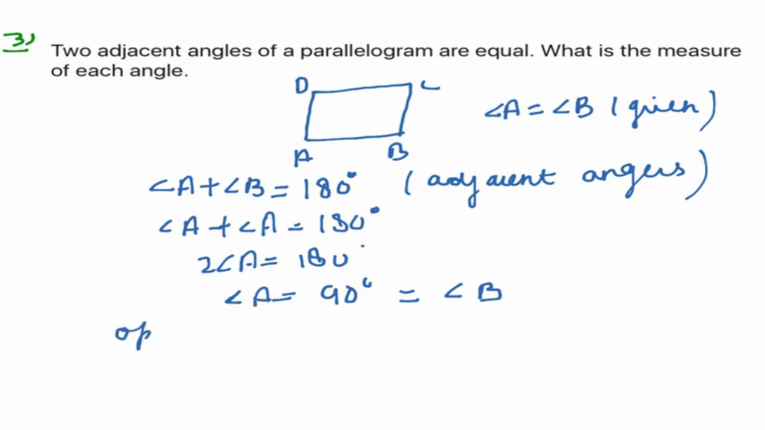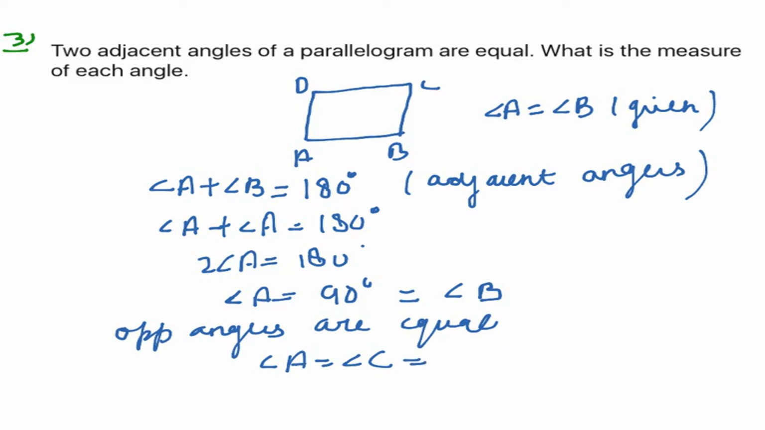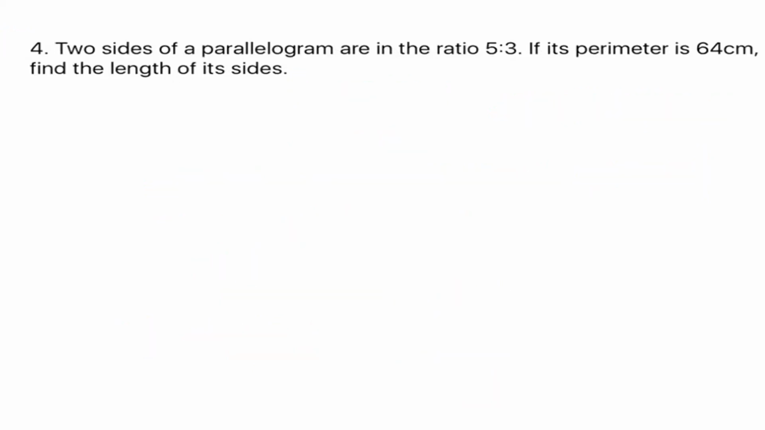Now opposite angles of a parallelogram are what? Equal. Opposite angles are equal. That means angle A will be equal to angle C, as they are the opposite angles, that will be equal to 90 degrees. Angle B will be equal to angle D, that will also be equal to 90 degrees. So it means all the angles of this parallelogram are 90 degrees.